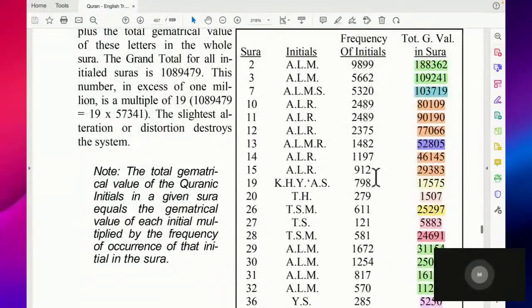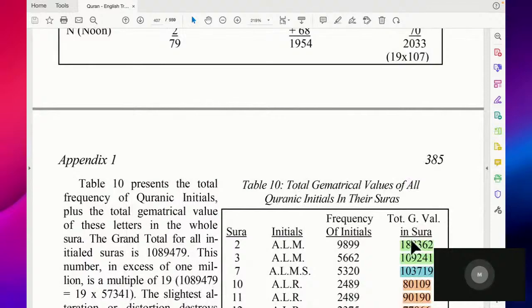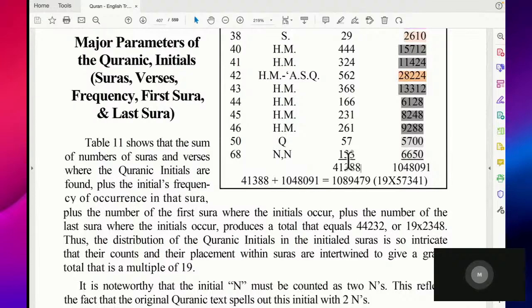And if you look at it, frequency of initials that we just talked about becomes 41,388, and the total geometrical value in surahs becomes 1,048,091, and these two numbers plus each other becomes 1,089,479, which is 19 times 57,341. And it's a very big number, and it's still a multiple of 19, right?